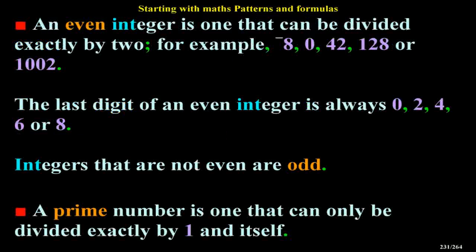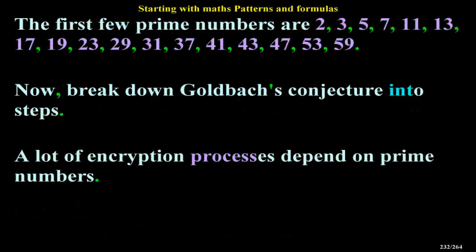A prime number is one that can only be divided exactly by 1 and itself. The first few prime numbers are 2, 3, 5, 7, 11, 13, 17, 19, 23, 29, 31, 37, 41, 43, 47, 53, 59. Now, break down Goldbach's conjecture into steps. A lot of encryption processes depend on prime numbers.